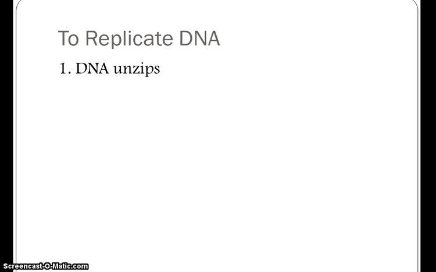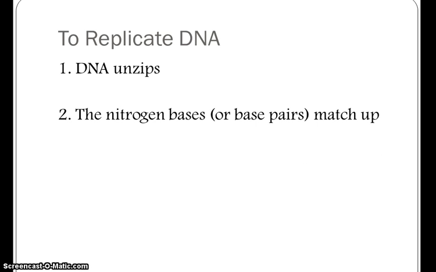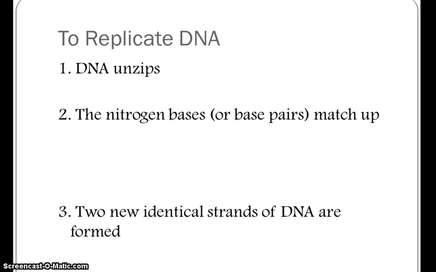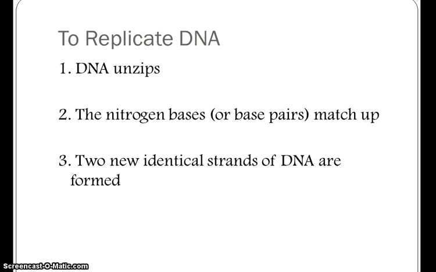So the first thing that's going to happen is the molecule unzips. So it starts in the middle of those rungs, and it starts breaking apart. And we're going to see a little simulation of this in a minute. And then the nitrogen bases or base pairs are going to start matching up. So if you have an A on one side, it's going to have a T come and match up to it. If you have a T on one side, it's going to have an A come match up to it. So there's thousands and thousands of these that have to get matched up, so it's going to take a little while for that to happen. And then you're going to have two new strands of DNA that are identical to each other.